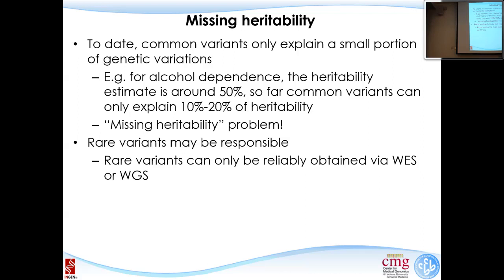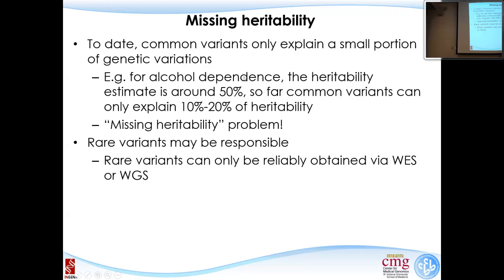It's the missing heritability problem. Although we have tens of thousands of findings to date, the common variants only explain a really small portion. I'm using alcohol dependence as an example. People always say the heritability is around 50%, meaning 50% of the variation is from genetics, from your genotype. But so far, all our findings explain only 10 to 20%. We have 30% of heritability missing.